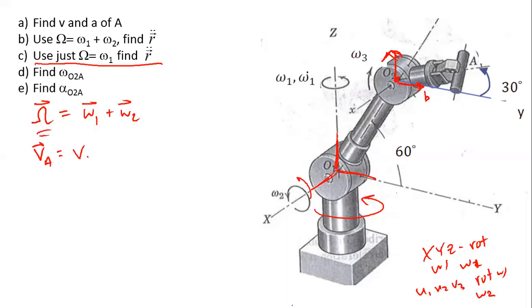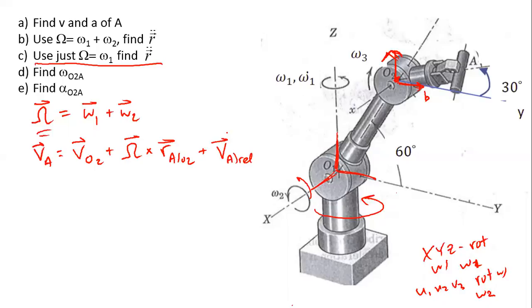So I would end up going to O2, right? Then you're going to have a plus capital omega cross R of A with respect to O2, and then I would have some sort of a VA rel.